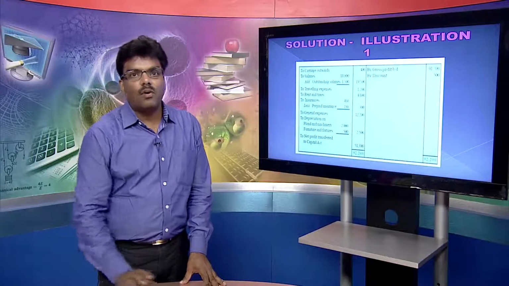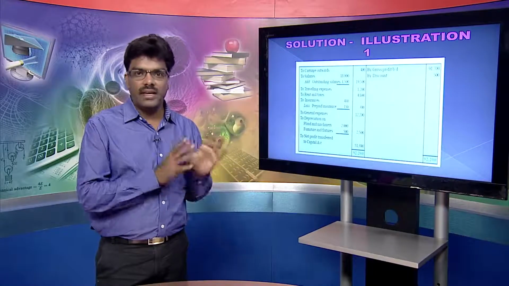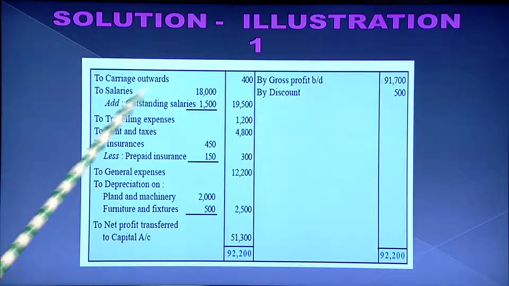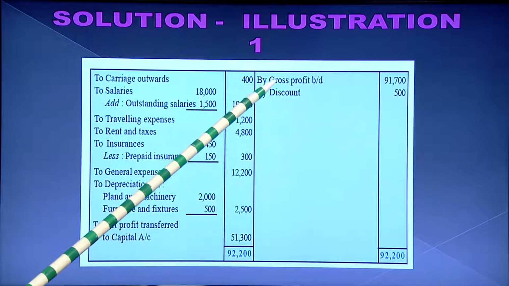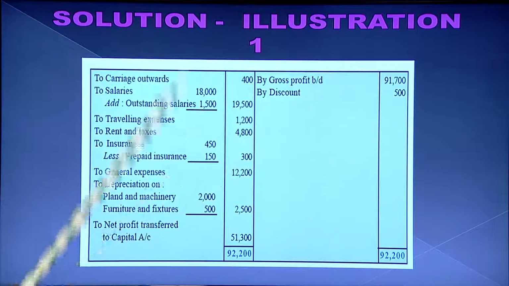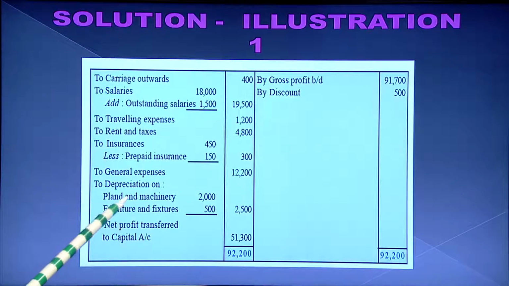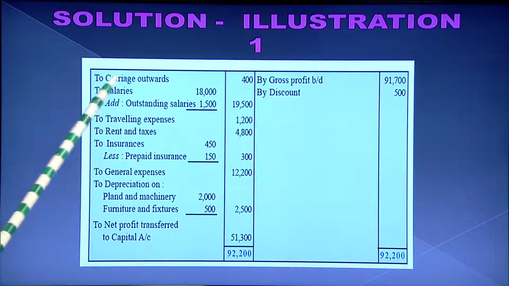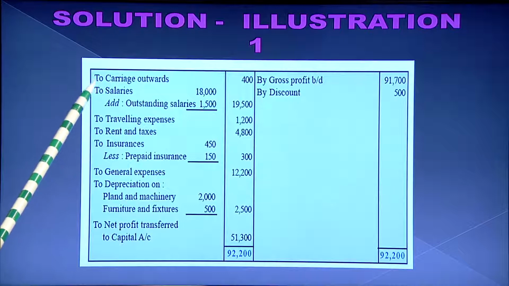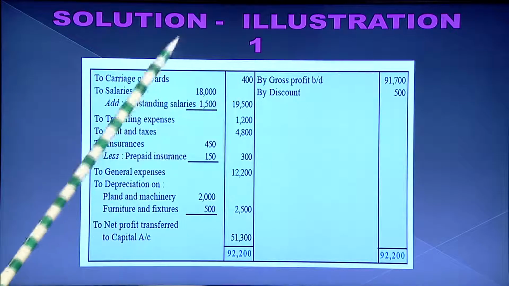Next is our profit and loss account. This is prepared with the trading account. This starts from gross profit. Gross profit we will calculate from the trading account, that is 91,700. After that, all indirect expenses will be written here. So, you see that first is carriage outward. Carriage outward is rupees 400.